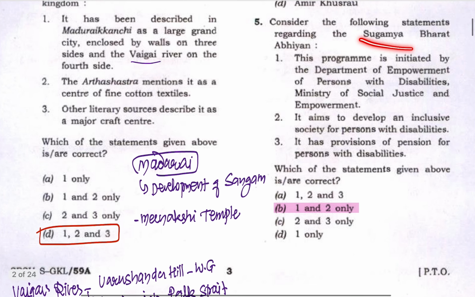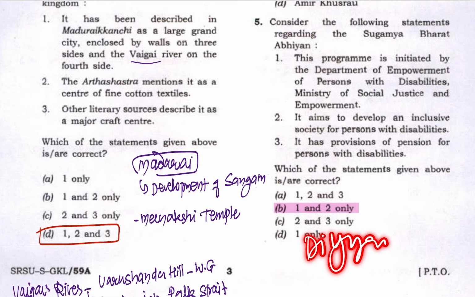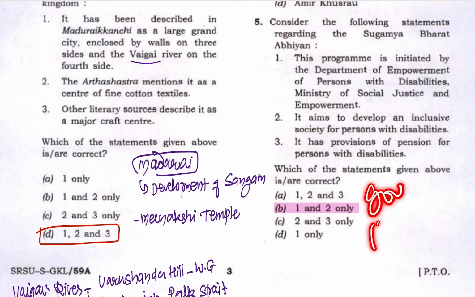Now this is the Sugamya Bharat Abhiyan. Sugamya Bharat Abhiyan is designed for the Divyang community, to make every government office and public place accessible to Divyang people, and it was initiated by the Ministry of Social Justice and Empowerment. We will build a ramp so that the buildings become accessible to these people.